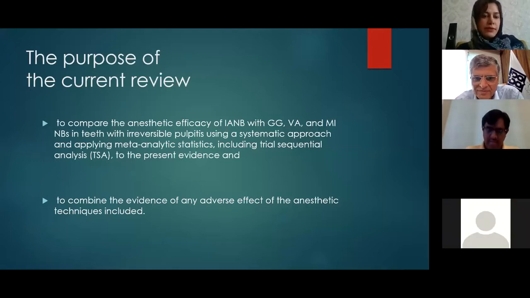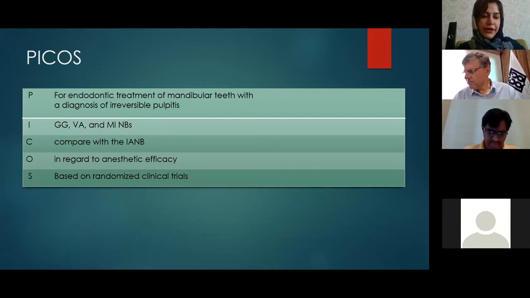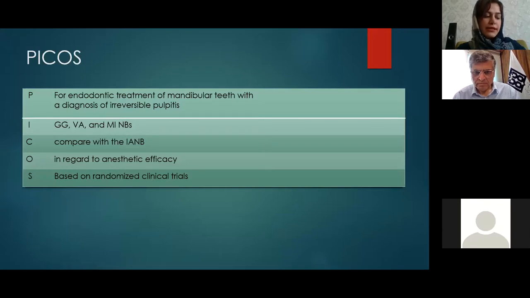Okay. We talked about the purpose of this review. You can see the question of this review in a PICOS format. The population is mandibular teeth requiring root canal treatment with a diagnosis of irreversible pulpitis. The intervention is Gow-Gates, Vazirani-Akinosi, and mental incisive nerve blocks, which are compared with inferior alveolar nerve block. The measured outcome is anesthetic efficacy, and the study type included is randomized clinical trials.